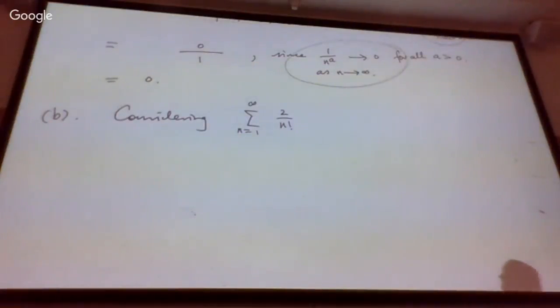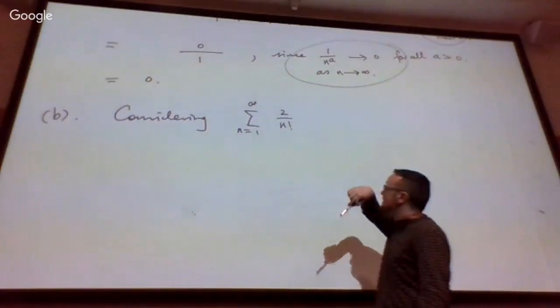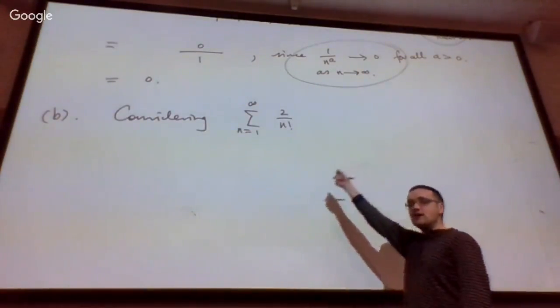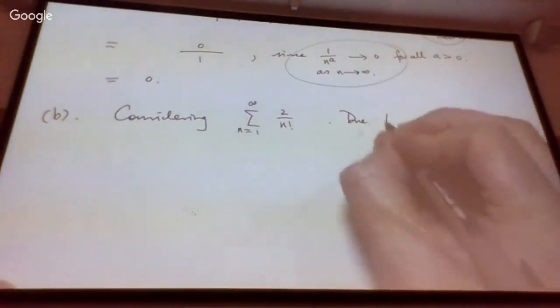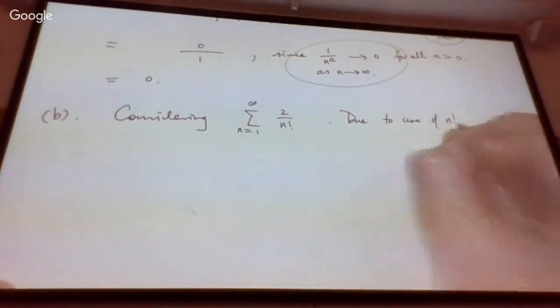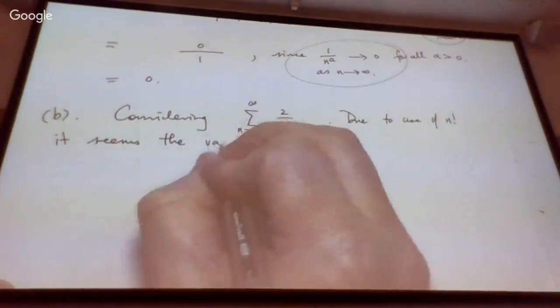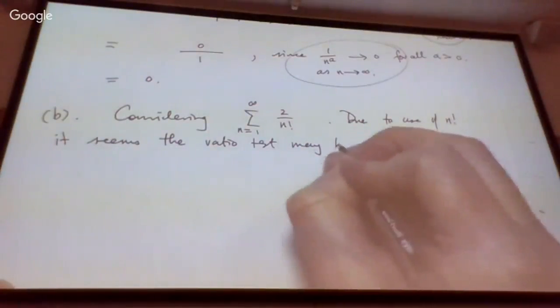Well, it's the ratio test that's going to be useful here. Okay? Because of the use of factorials there, when we examine the ratio of consecutive terms, we'll be taking a ratio of nearby, kind of neighboring factorials, and then most of the terms are going to cancel. So due to the use of n factorial, it seems the ratio test may work. Maybe it would.